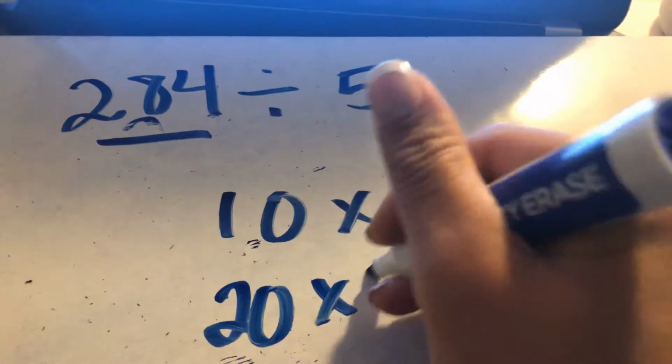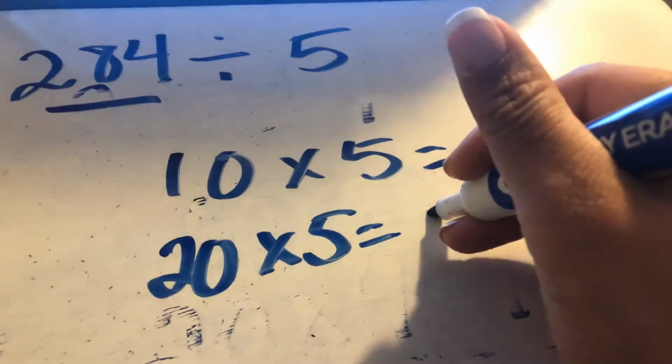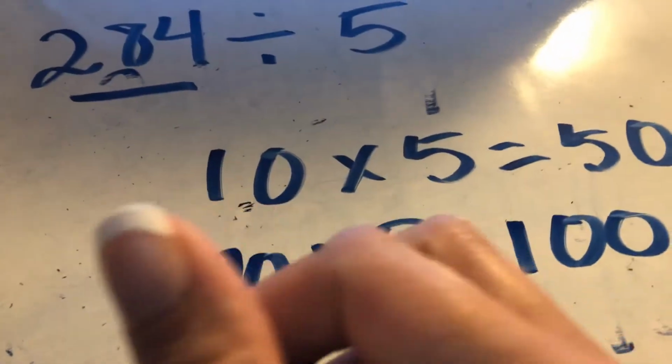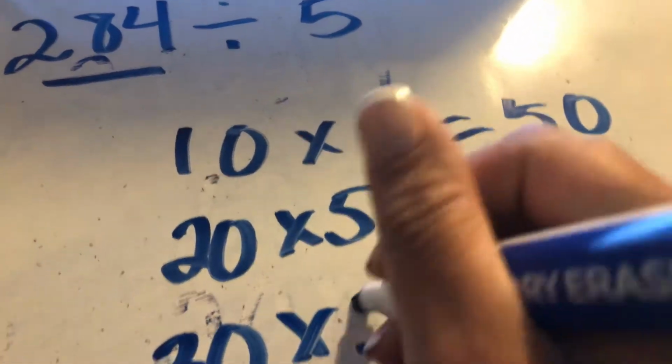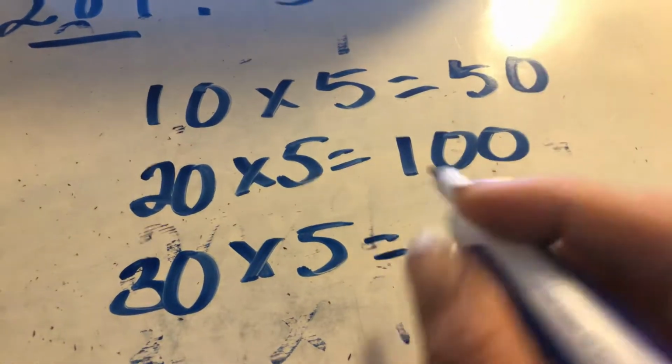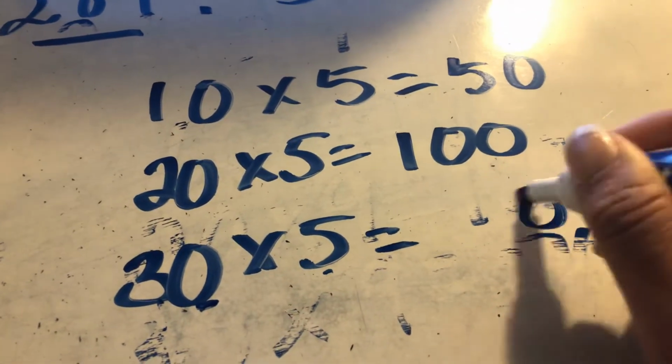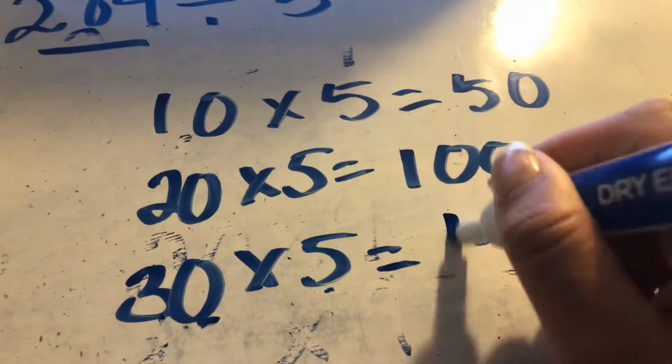20 times 5 equals 100, if you guys said it. Then we have 30 times 5. You guys remember that one? Remember, you just multiply this. If it has a 0 digit, you drop the 0. And then 3 times 5 is 15.